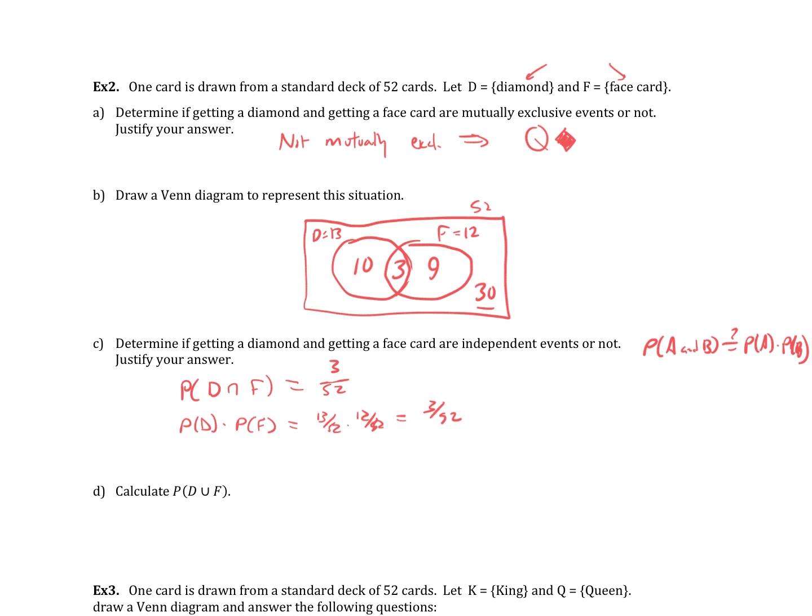So the diamond and face card probability is 3 out of 52. The probability of being a diamond times the probability of being a face card is also 3 out of 52. Those are equal, so yes, independent. Okay, so as long as we're here, we just determined they're independent. Let me just talk about independence some more.